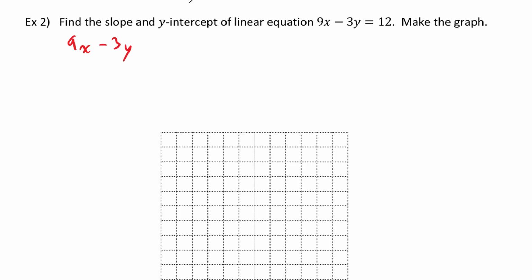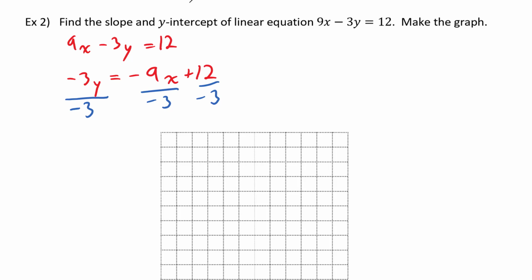9x minus 3y equals 12. We want to isolate the 3y on its own, so we move the 9x to the other side, and we get that. We now want to isolate the y on its own, so divide everything by minus 3. And these will cancel out, leaving me y on its own. I've solved for y. Minus 9 divided by minus 3 is positive 3. And 12 divided by negative 3 is going to be minus 4.